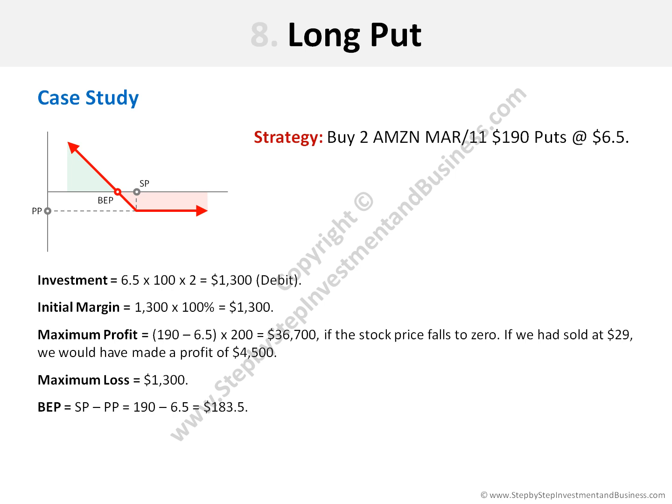The break-even point is equal to the strike price minus the premium paid. In our case, 190 minus 6.5, which is equal to $183.5.